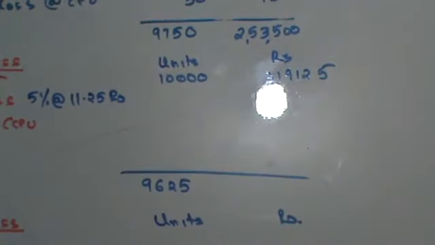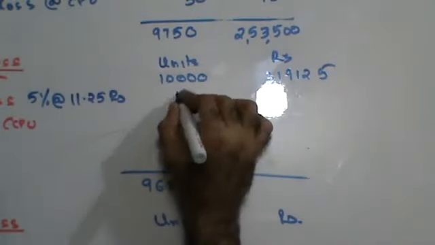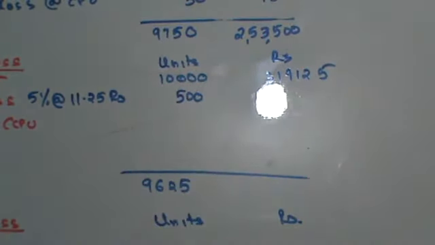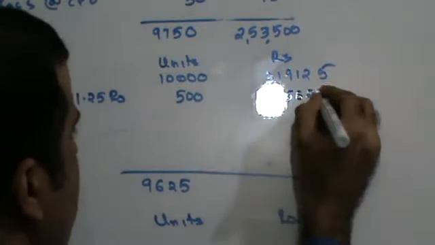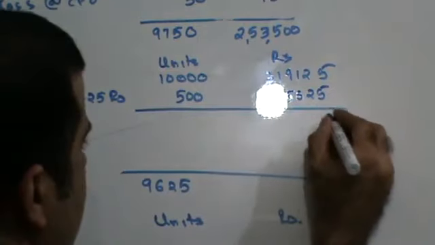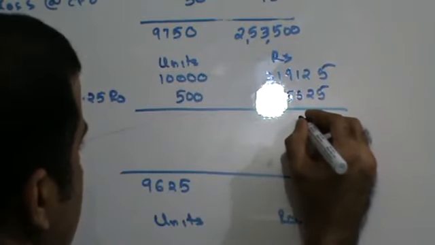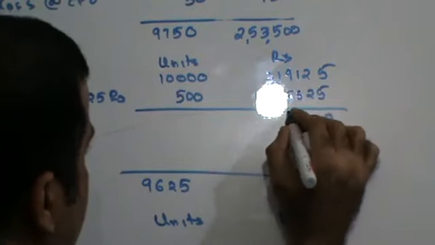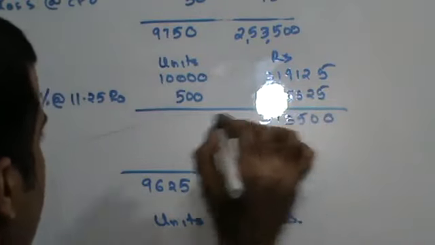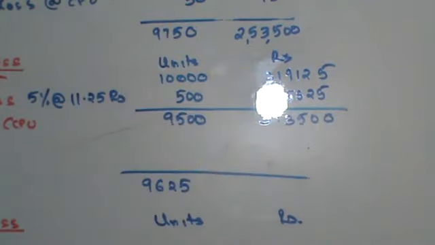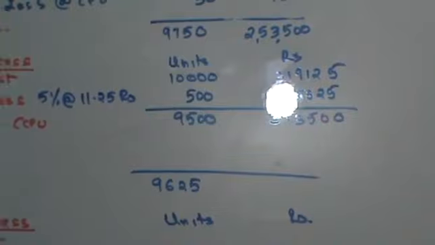Now, normal loss is given to you as 5%. 5% of 10,000 will be 500. At the rate of scrap, scrap is 11.25. So 500 into 11.25 is 5625. So this is 3,13,500 and this is 9,500. So when you divide this, you will get the CPU to be 33.